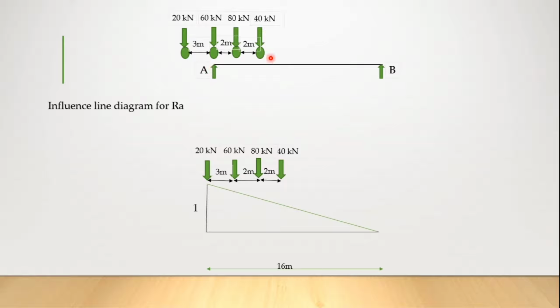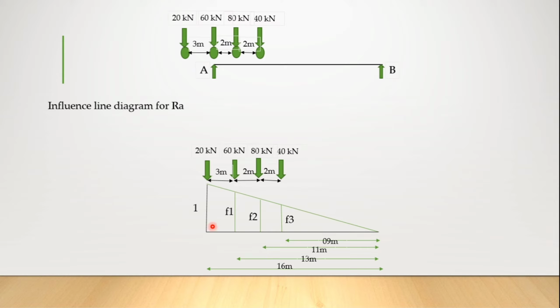Here you can see only 3 loads are shown on the girder and one load is out of the girder. So when we are using the influence line diagram, we are required to see that all the loads are on the girder, and if the last load is at this point, all the loads are in the girder. Now we have to see the ordinates under the loads. Under 20 kilonewton, 1 is the ordinate. Under 60 kilonewton, F1 is the ordinate, under 80 kilonewton F2 is the ordinate, and under 40 kilonewton F3 is the ordinate. We need to find F1, F2 and F3 by using the concept of similar triangles.